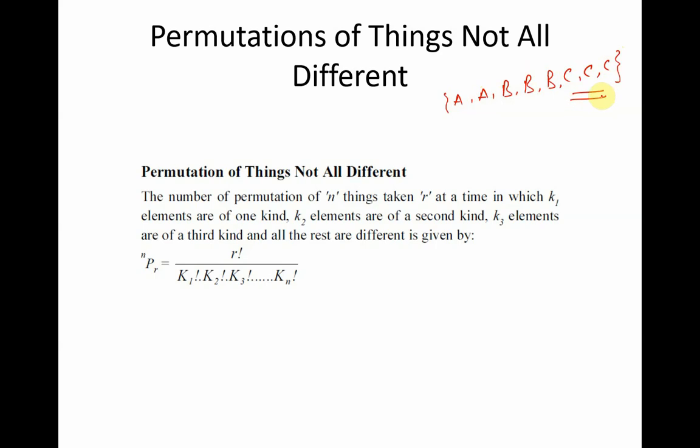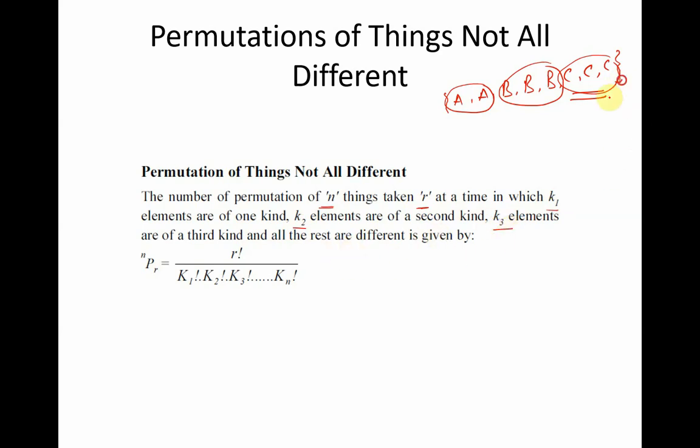Now what happens if I have been given a set like this and I have been asked to create permutations for this? Now you can see all the objects are not distinct over here. I have 2 instances of A, 3 instances of B and 3 instances of C. So the number of permutations of n things taken r at a time in which k1 objects are of one kind, k2 elements are of a second kind, k3 elements of a third kind, and the rest are all different.